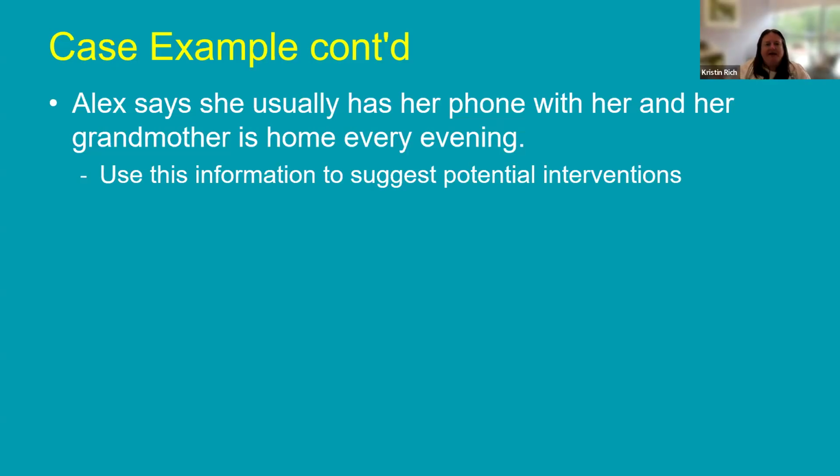So at this point, you see that she has her phone and grandmother's home. So these are two potential points that you can go off of to suggest by saying, there's a couple of things that might work for you. One is to use a reminder app or alarm on your phone, or the other is to maybe see if your grandmother can help you out. Which of these would you like to do?